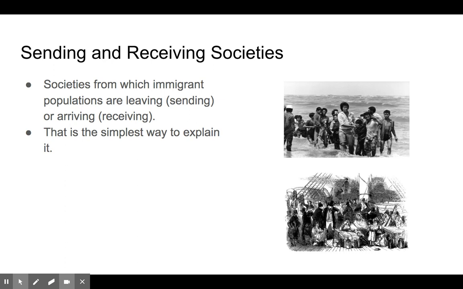And in this slide, I have images of two sending societies historically. The top image is in the 1970s of Vietnam refugees leaving that war-torn country to come to the United States. And the bottom image is from the 19th century and the large number of Irish immigrants that left to go to the United States as well.